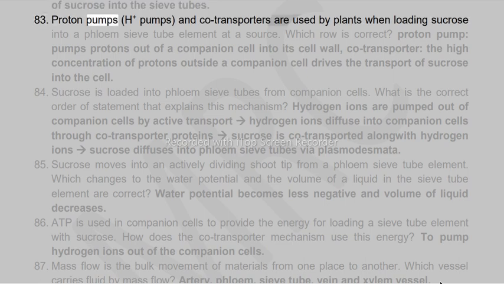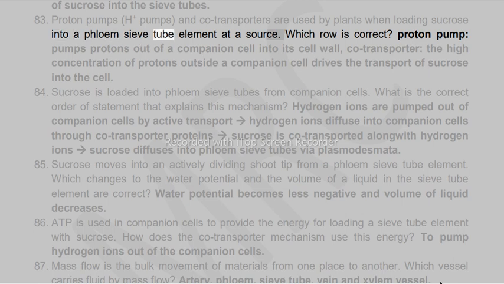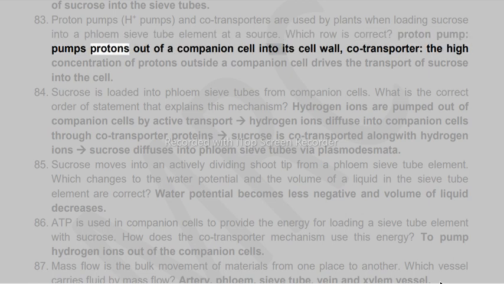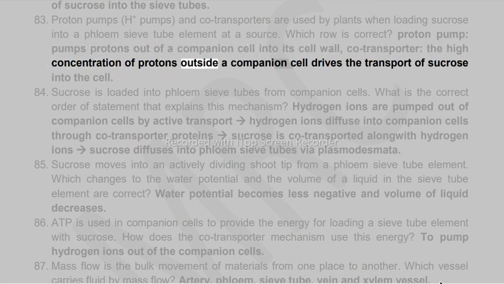83. Proton pumps, H+ pumps, and cotransporters are used by plants when loading sucrose into a phloem sieve tube element at a source. Which row is correct? Proton pump: pumps protons out of a companion cell into its cell wall. Cotransporter: the high concentration of protons outside a companion cell drives the transport of sucrose into the cell.